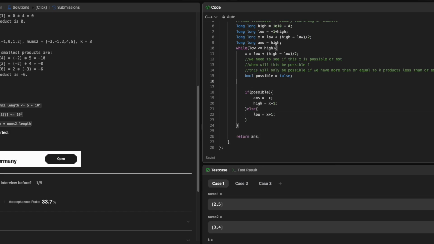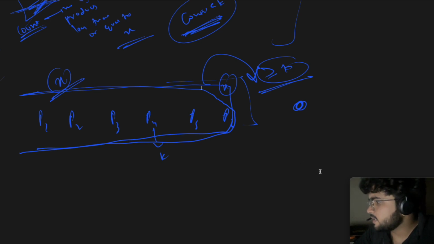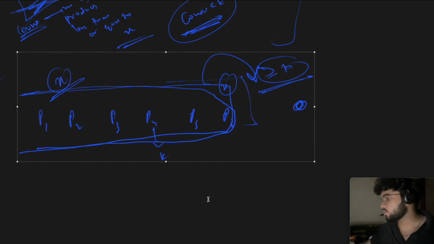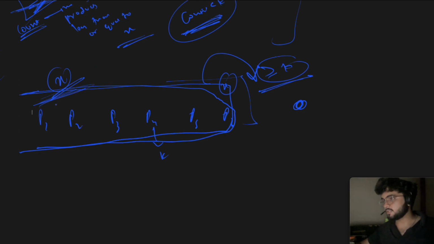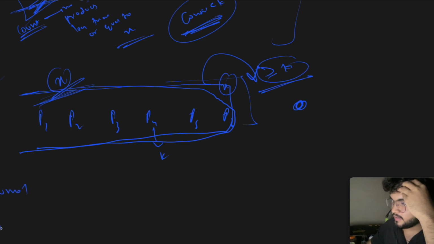Now we need to populate this possible variable. Let's talk about this. How will we figure out how many products are less than or equal to this x? This is now the real question. So what we can do here is we have nums1, we have nums2.